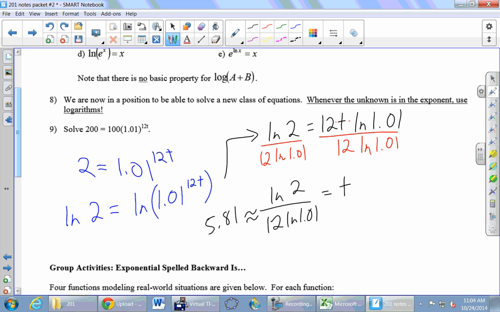Questions on that? How do you know when logs are the right tool? The variable is in the exponent. That's when we use logs. Okay. Raise a flag if I can help on the activity.